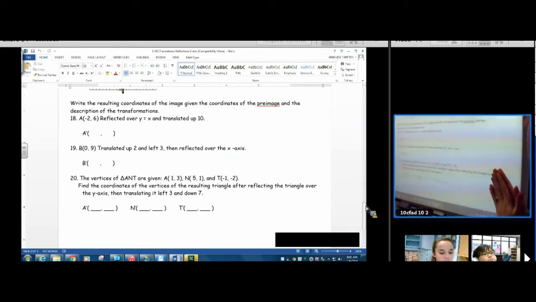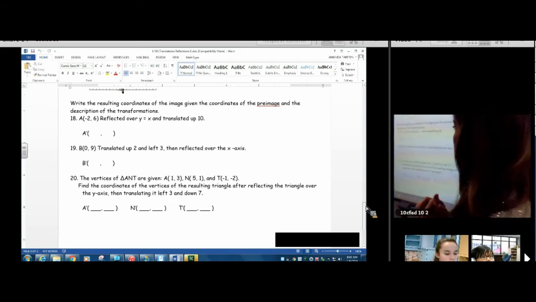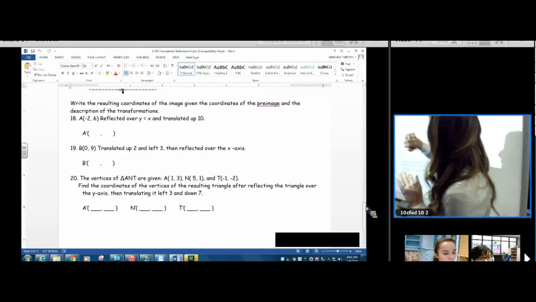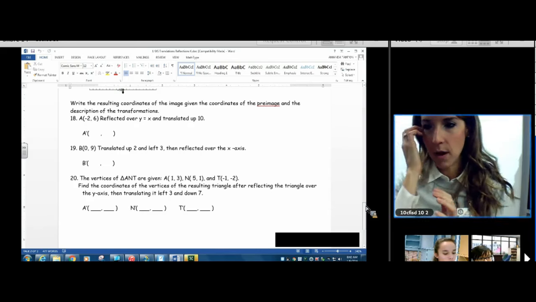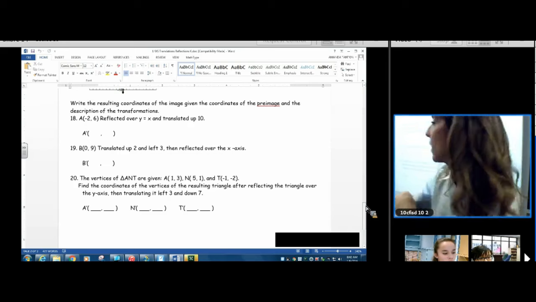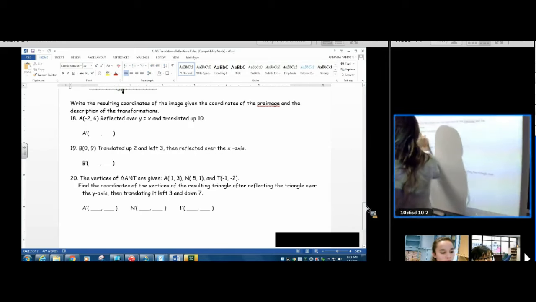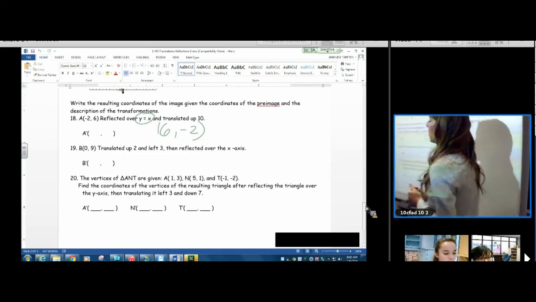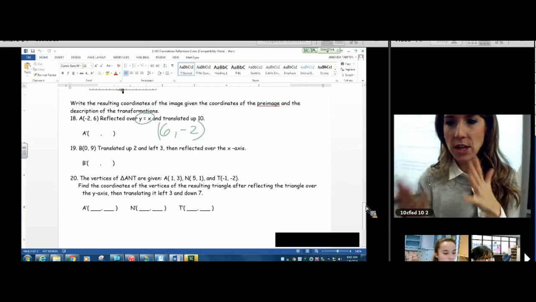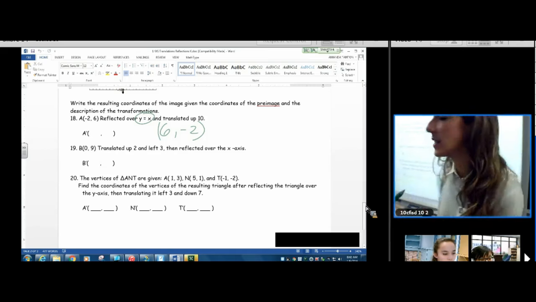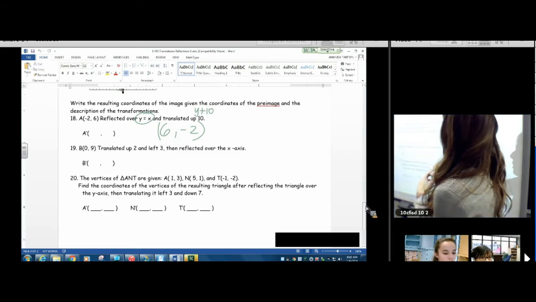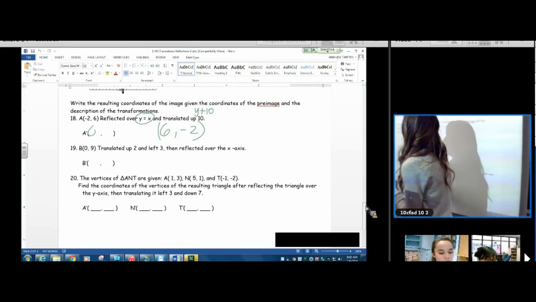18 says, write the resulting coordinates of the image given the coordinates of the pre-image and the description. All right, so the pre-image is -2, 6. I want to reflect over y equals x, and I want to translate up 10. All right, we'll write the middle step in so we don't get confused. Reflect over y equals x. Well, that just means trade places, switcheroo. Boom. I just reflected over y equals x. Now I'm going to translate it up 10. We know that means y plus 10. So that's how we end up with 6, 8.